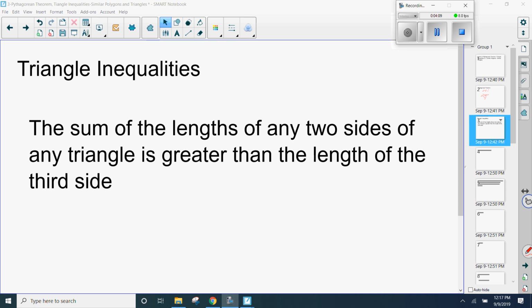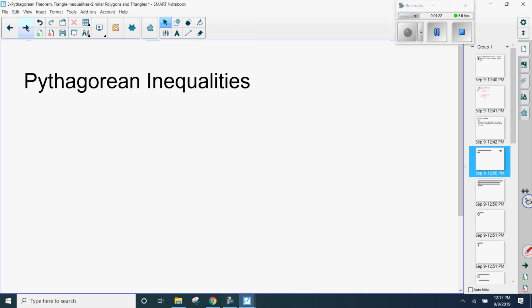That really relaxes me. So the sum of the lengths of any two sides of any triangle has to be greater than that third side, or else you don't have a triangle that is created. Pythagorean inequalities. Wait, can they ever be to a certain length where they're too long? What if they are too long?